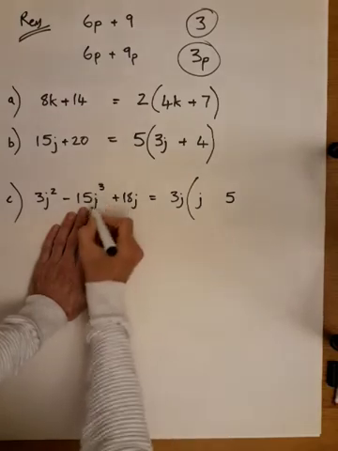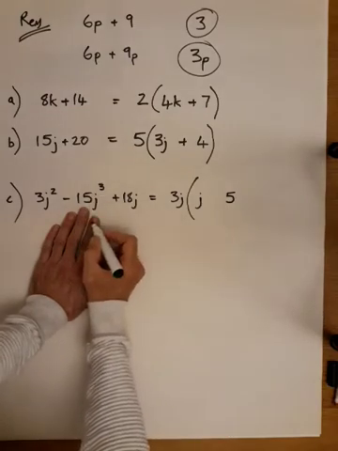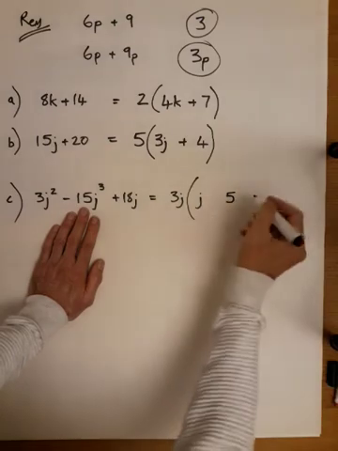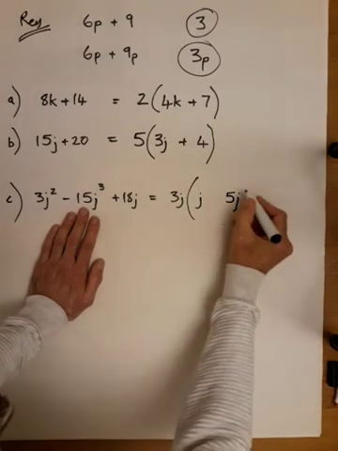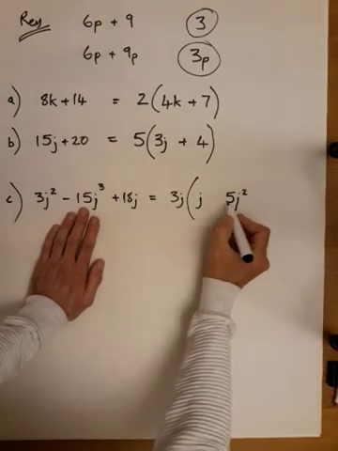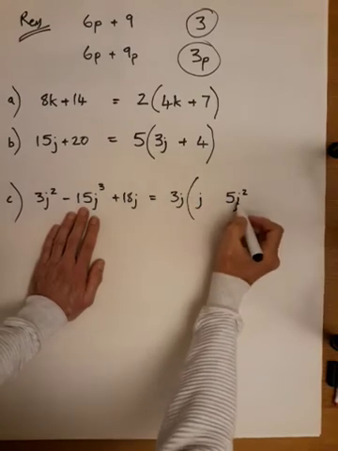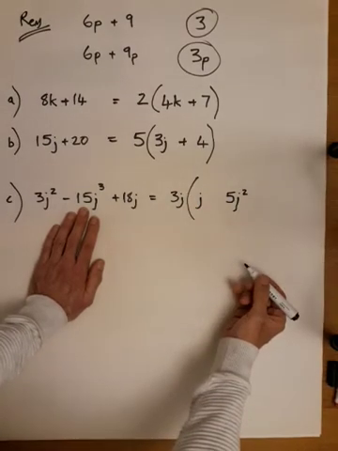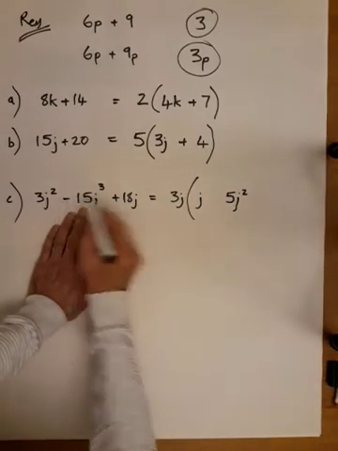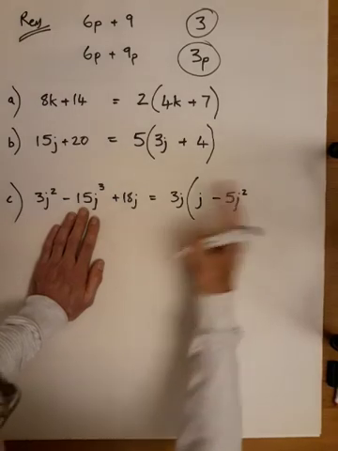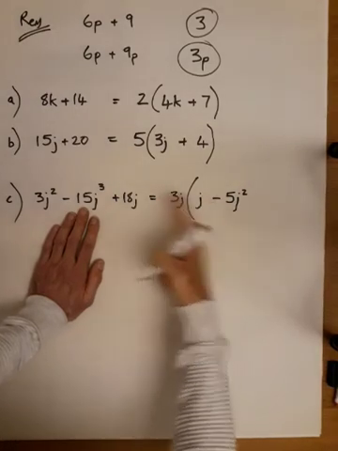This is j cubed, 15j cubed. So I've got a j there. That means I need j squared there. So 3j times 5j squared gives me 15j cubed, and it's a minus. So I need a minus there. A plus times a minus is a minus.